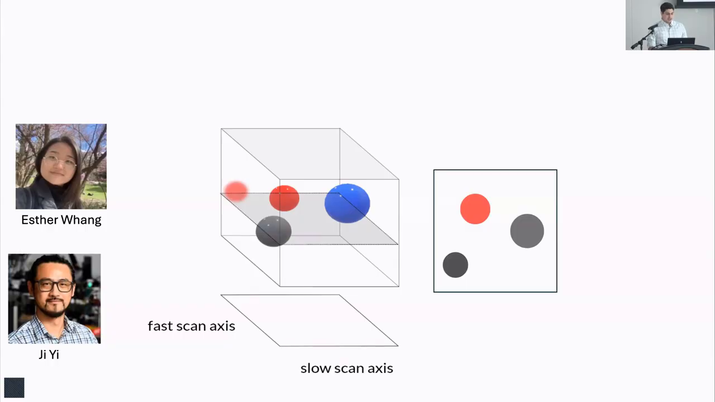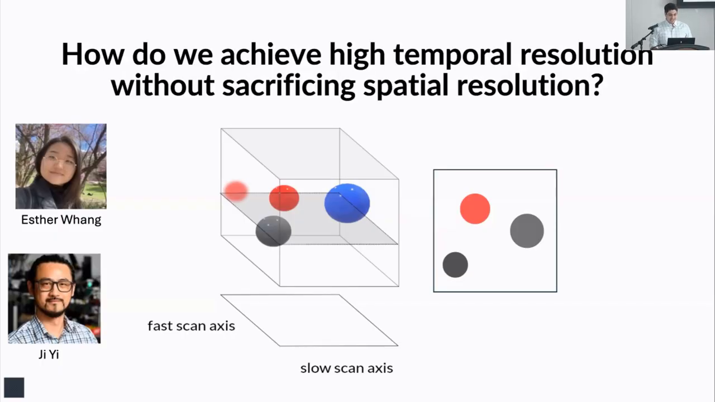So the particular project I'm going to talk about today is how to go faster, and this is in collaboration with GE, being led by Esther Wang, who has joined us. So Esther, please do correct me if I say things wrong. We want to understand effectively how to increase the speed of this technology without sacrificing any spatial resolution.